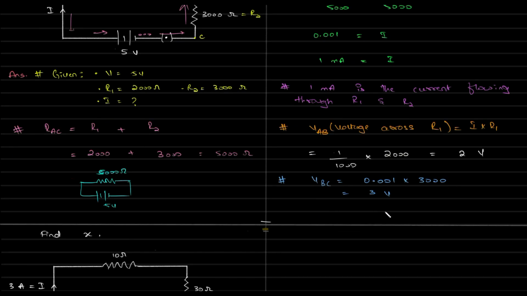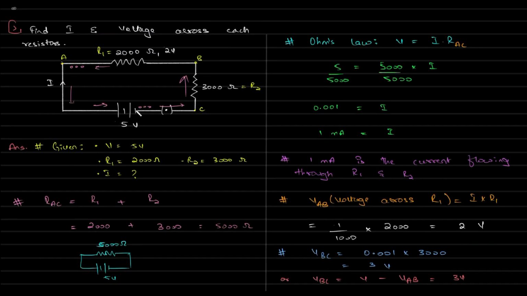The other way of calculating is VBC equal to your total voltage minus VAB, which is nothing but 3 volts. So it's left to your understanding. But yes, you need to understand both of it.